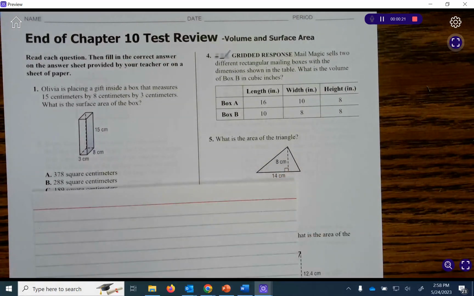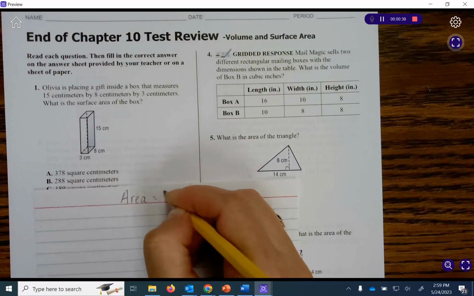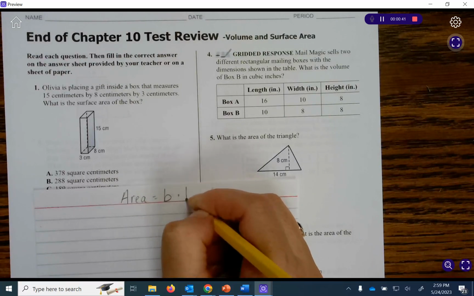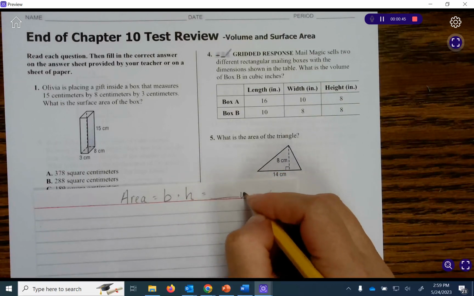Olivia is placing a gift inside a box that measures 15 centimeters by 8 centimeters by 3 centimeters. What is the surface area of the box? All right, when we're solving this problem, we need to remember that area equals base times height. And in the end, whatever units we have, it will be squared.